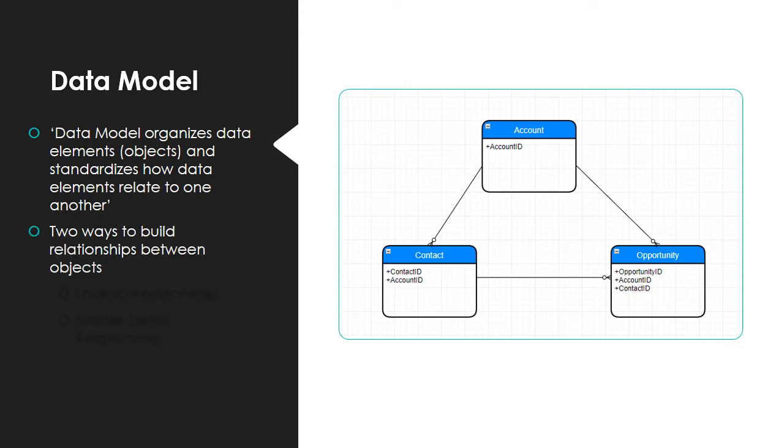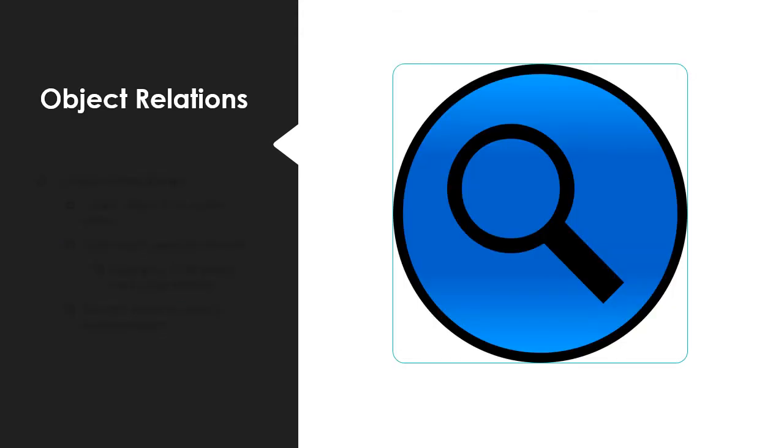So there are two ways to build relationships between objects in Salesforce, and they are to create a lookup relationship or a master detail relationship. So one of these relationships is the lookup relationship, which you'd want to build if you wanted to link two objects to each other, but you wanted to keep them independent of one another, or you'd want to have them exist exclusively, or the ability to exist exclusively.